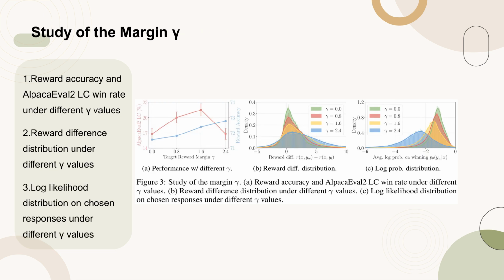Figure 3 presents a study of the margin gamma, focusing on three key aspects. Panel A shows the reward accuracy and AlpacaEval 2 LC win rate under various gamma values, providing insights into the model's performance with different reward margins. Panel B illustrates the distribution of reward differences under different gamma values, highlighting how the margin affects the spread and concentration of reward differences. Finally, Panel C displays the log likelihood distribution on chosen responses under different gamma values, indicating how the margin influences the likelihood of selected responses.